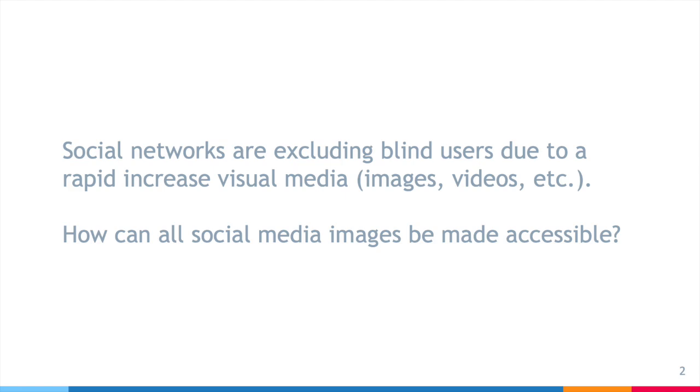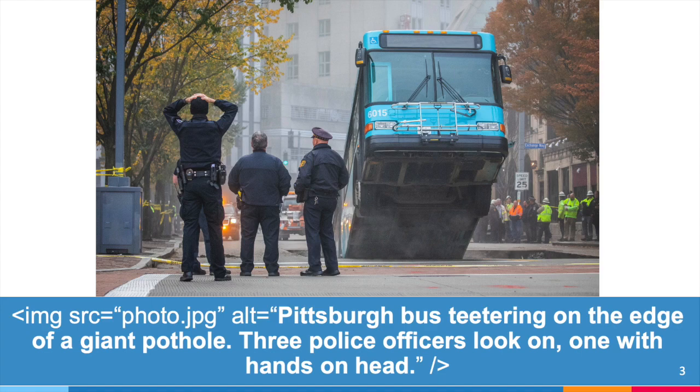People with vision impairments are being excluded from social networks such as Facebook, Twitter, and Instagram because these networks now have a lot of visual content like images and videos. We need to figure out a way for these social media images to be made accessible. This image here could be described as Pittsburgh bus teetering on the edge of a giant pothole. Three police officers look on, one with hands on head.